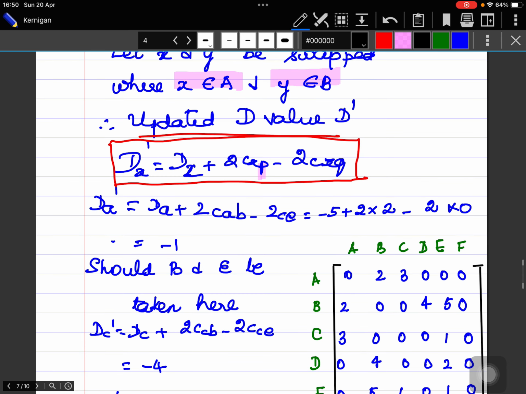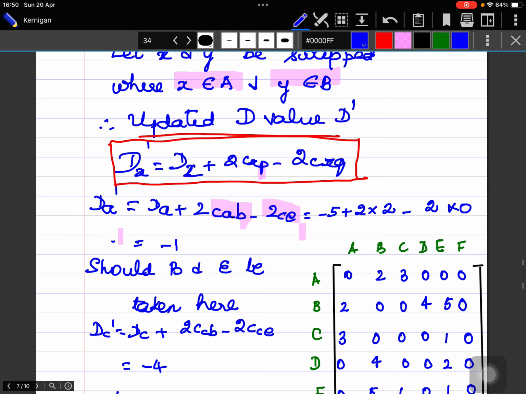So what will be the value of dA dash now? dA dash will be dA plus 2CAB, am I right? I have taken B to the next partition, but initially B was with A. So I should put CAB. Now what has come in the place of B? E has come in the place of B. So it will be 2CAE. So dA plus 2CAB minus 2CAE.